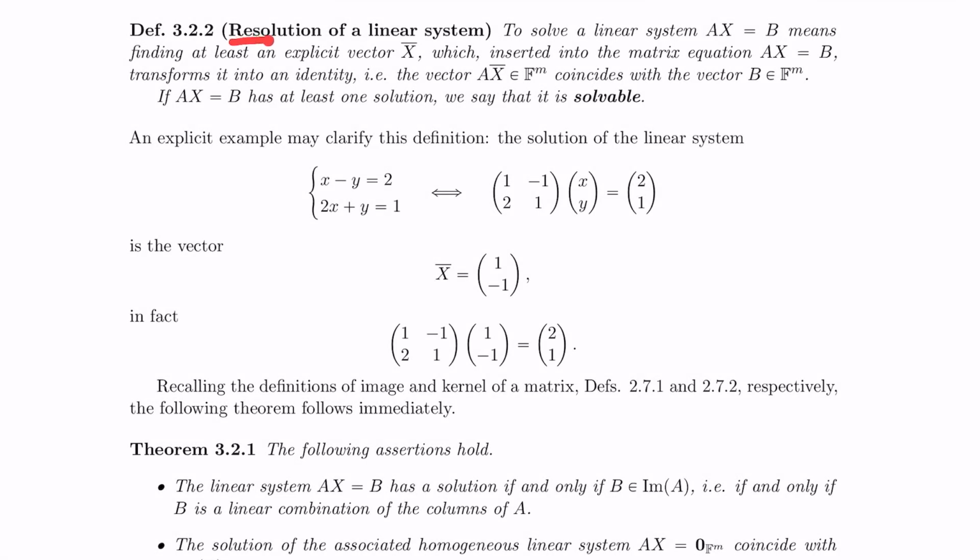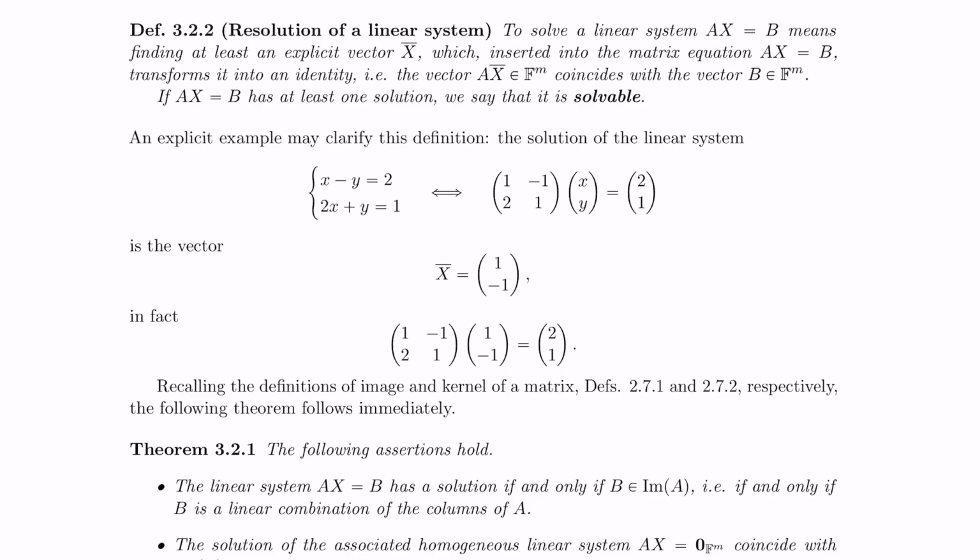Let's now see what we mean with resolution of a linear system. To solve a linear system in the matrix form AX equals B means finding at least an explicit vector x bar which, inserted into the matrix equation AX equals B, transforms it into an identity, which means that the vector A times x bar, which belongs to Fm, coincides with the vector B. If the linear system AX equals B has at least one solution, we say that it's solvable.